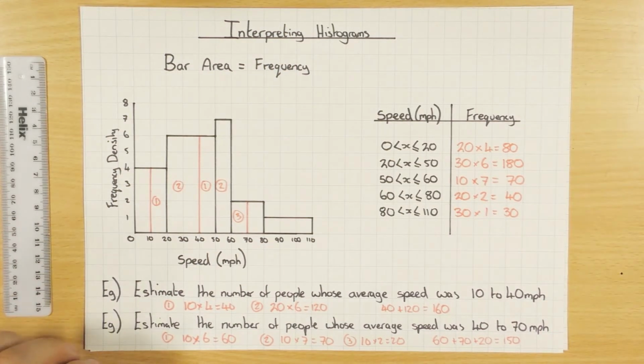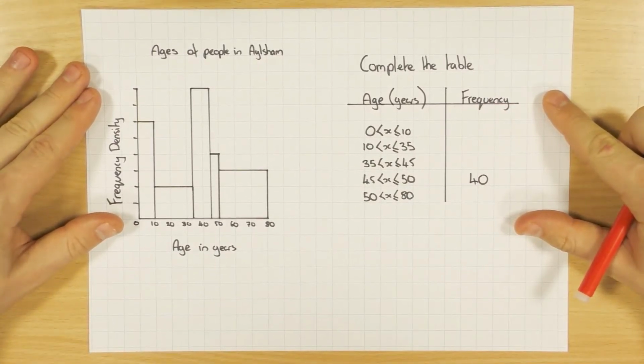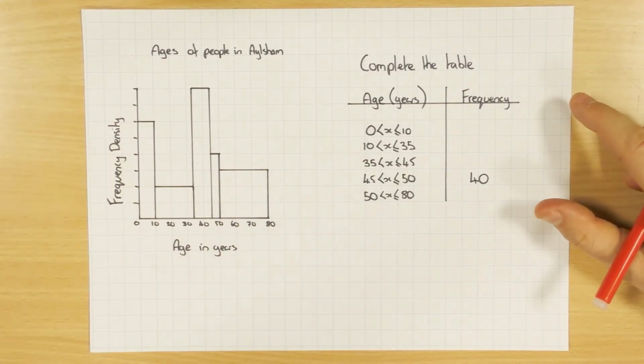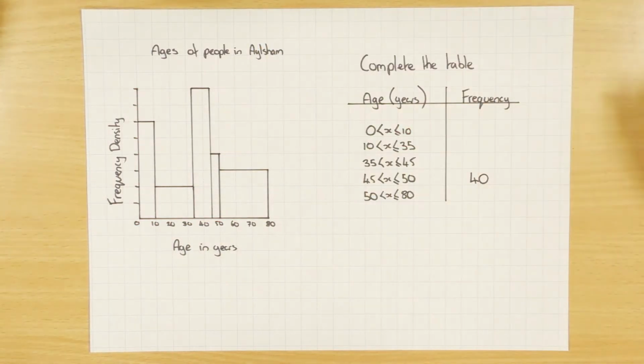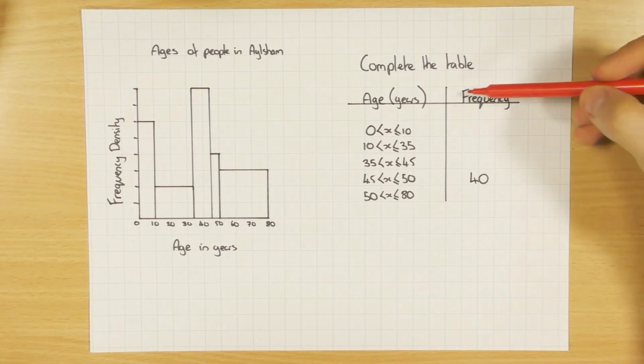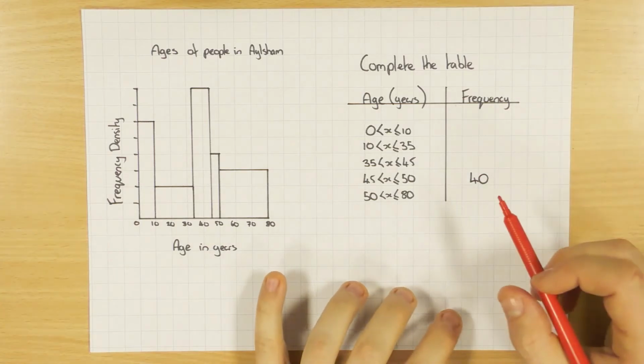Right, let's have a look at another type of question that you may have. In this one, I have my histogram here. I don't have any values for my frequency density, and I have one value for my frequency, and I need to complete the table. So let's work with what we've got.